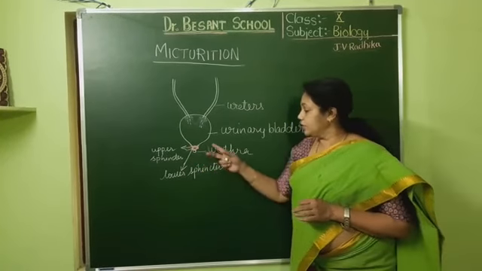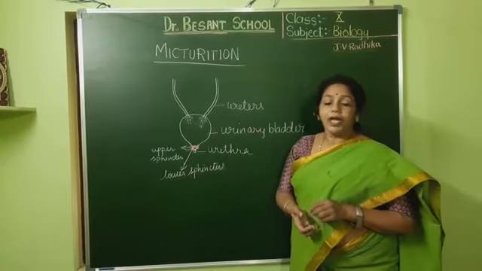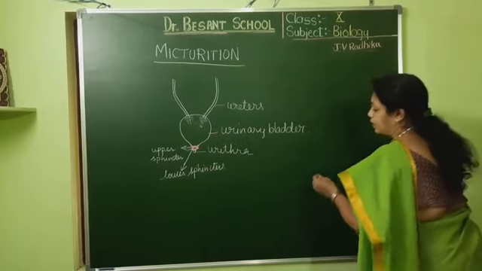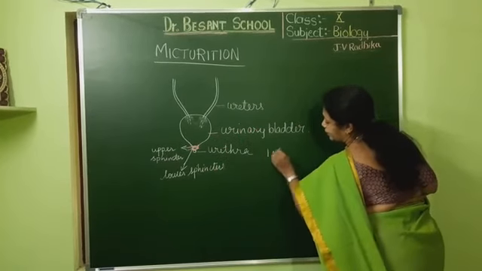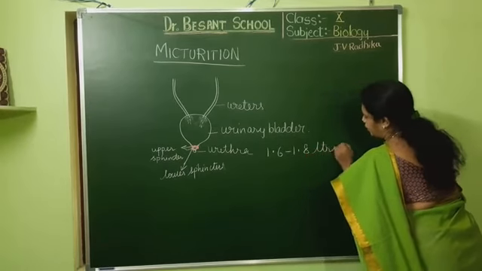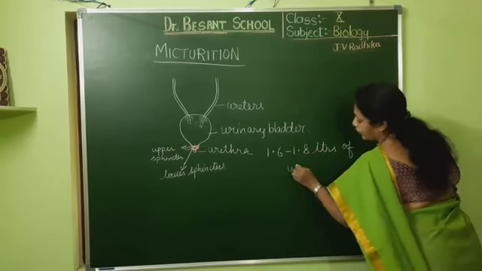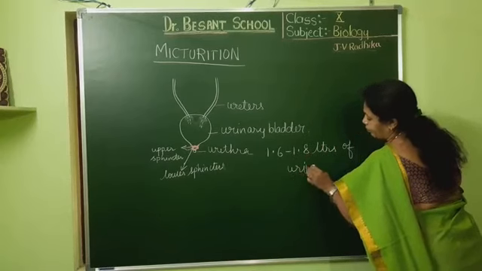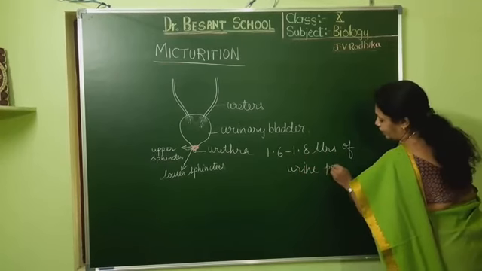So with this, the whole process of micturition occurs, and per day around 1.6 to 1.8 liters of urine is passed by an adult. Urine per day.